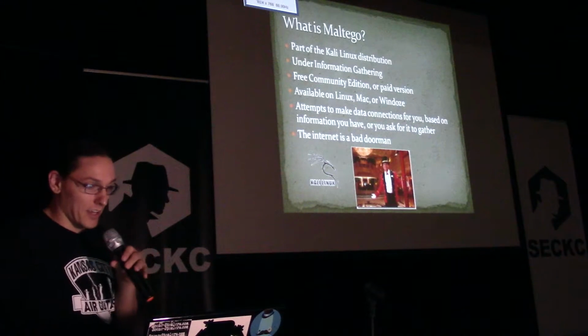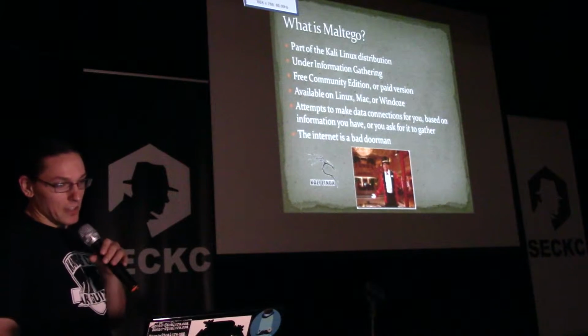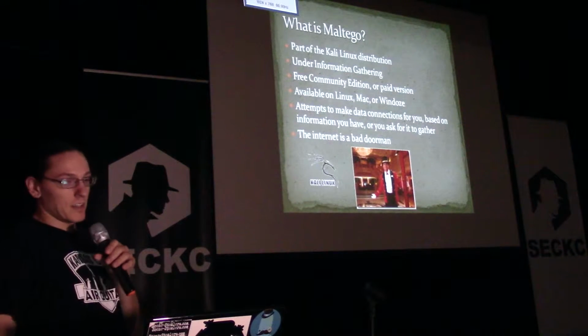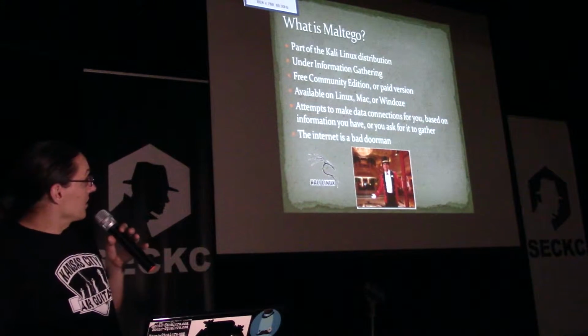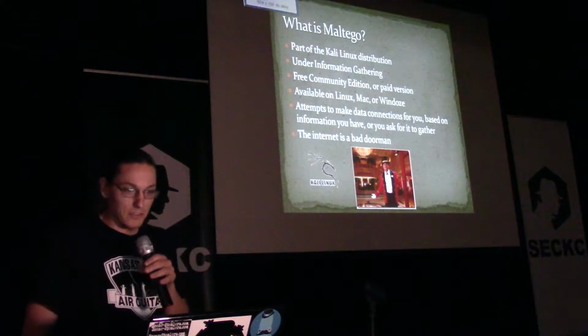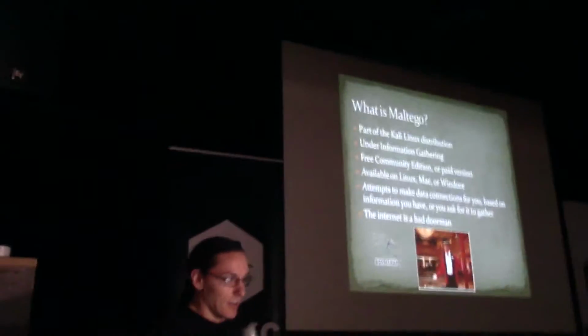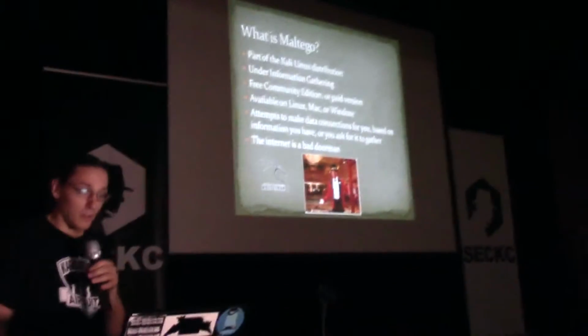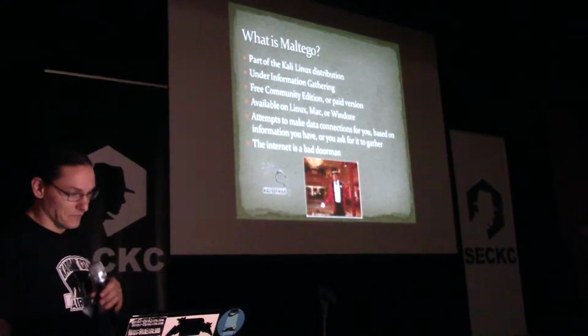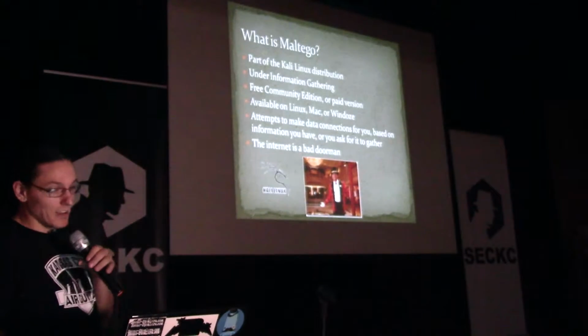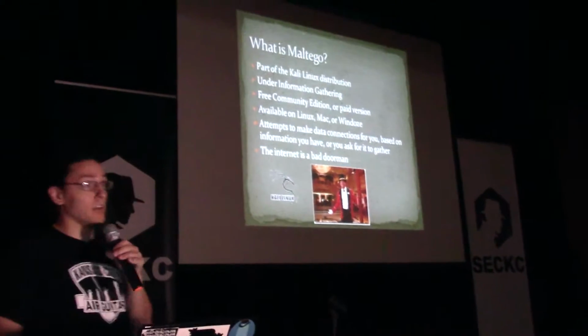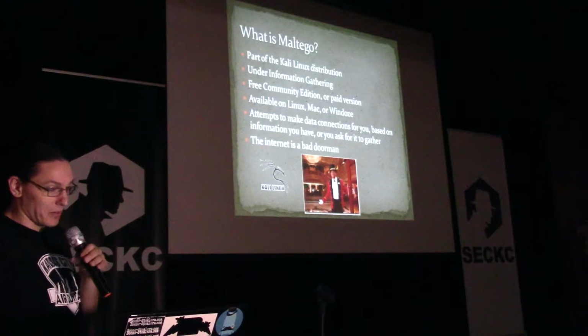There's more than one way to skin a cat. So, Maltego, for those of you that don't know, it's part of the Kali Linux distribution. It's hidden under the information gathering portion of that. There's two editions, the free version or the paid version. I didn't spend any money for this talk, so we're going to talk about the free version. Now you can get it on Linux, Mac, or even Windows, which is what I'm going to be demonstrating it on.